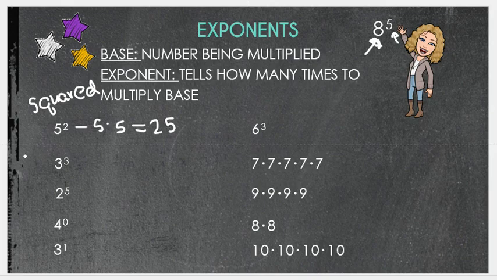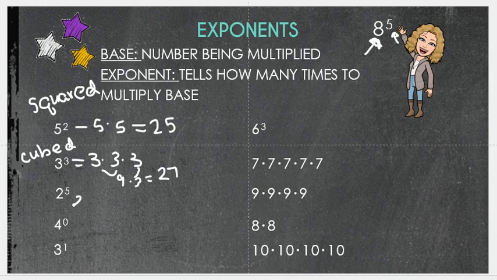3 to the third power, or 3 cubed. If it is raised to the power of 3, it is cubed, and is equal to 3 times 3 times 3. Now, sometimes when we're doing this with students, it helps them a little bit to do 3 times 3 is 9, and then 9 times 3 again is 27. So our value there is 27.